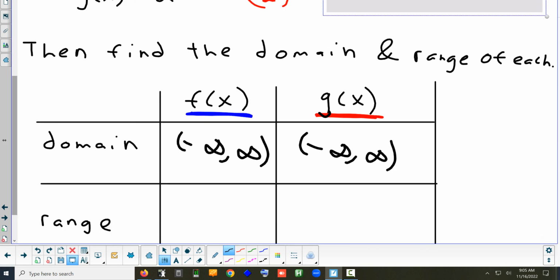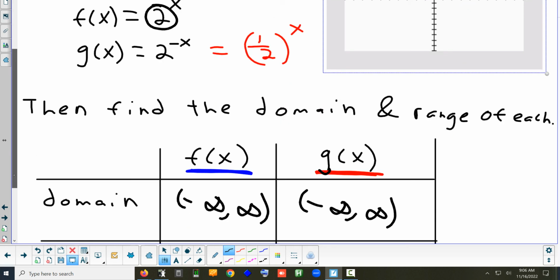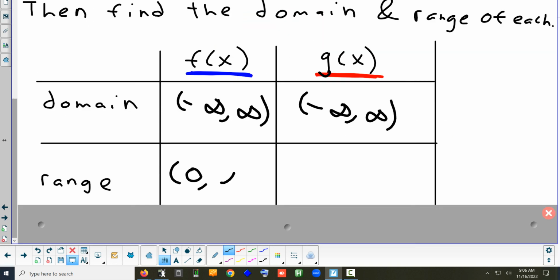Now, the range. We already did the range of the blue one earlier. We just didn't write it down. What's the range of the blue one? Yeah, 0 to infinity. And how about the range of the red one? Also 0 to infinity. Yeah, they have the same range. They both come down to 0. They get close to it, but they never reach it. And they go up forever. Because they get close to it but never reach it, we're not going to use a bracket. We're going to use parentheses.